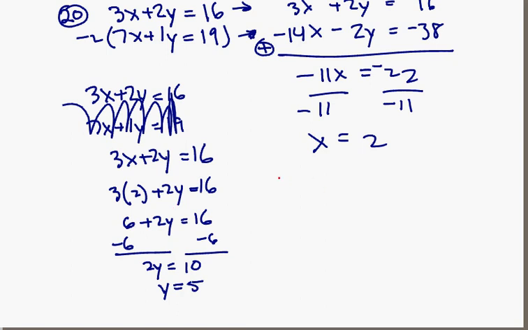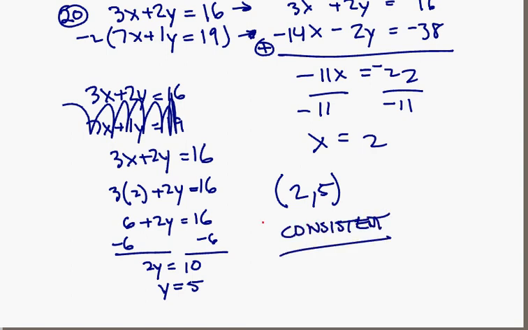Alright, so my ordered pair is going to be 2 comma 5. And this is simply going to be a consistent system one more time. And we are done.